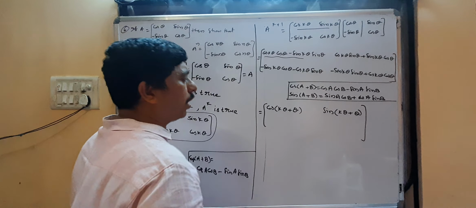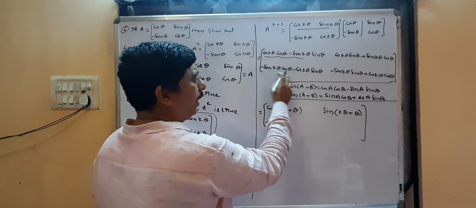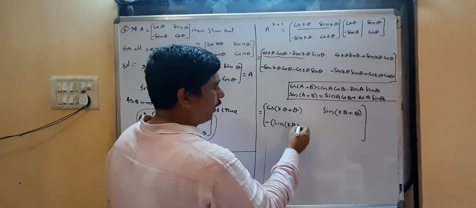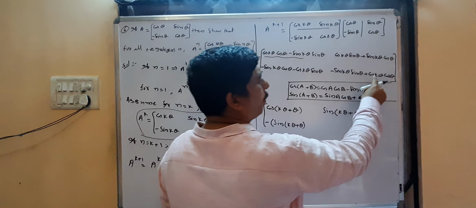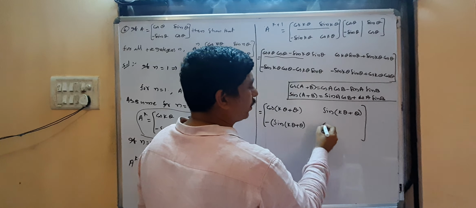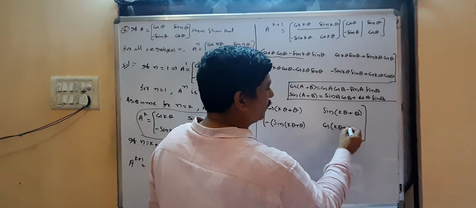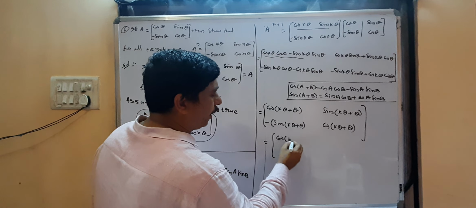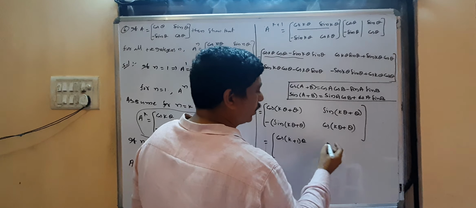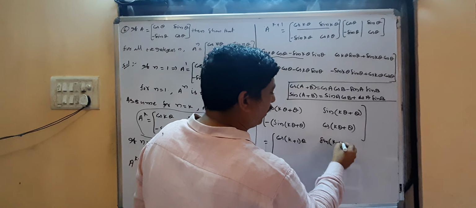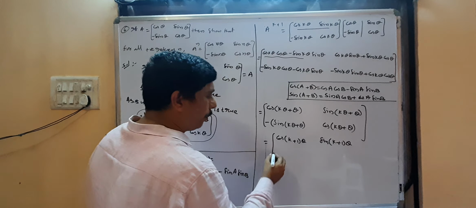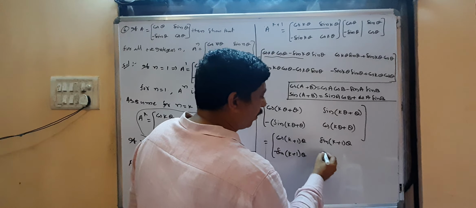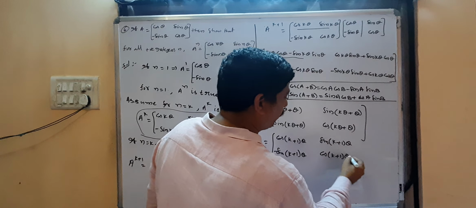From these two terms, minus is common. Then sin a cos b plus cos a sin b is sin of a plus b, sin of k theta plus theta. This is in the form of cos a cos b minus sin a sin b, cos of a plus b, cos of k theta plus theta. From these two terms theta is common, then we get cos of k plus 1 into theta, sin of k plus 1 into theta, minus sin of k plus 1 into theta, cos of k plus 1 into theta.